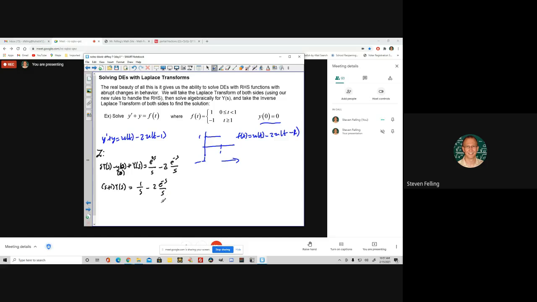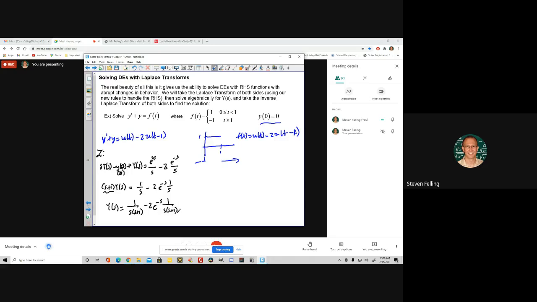Actually, let me write this a little bit differently: 2e to the negative s, times 1 over s. Then you would divide through everything by this s plus 1, so you would get Y(s) equals 1 over s times (s plus 1), minus 2 times e to the negative s, times 1 over s times (s plus 1).